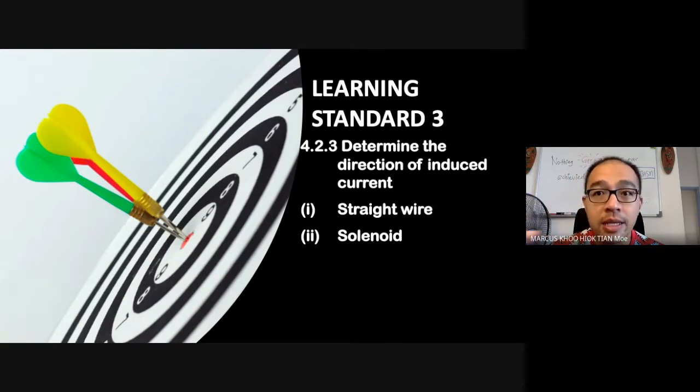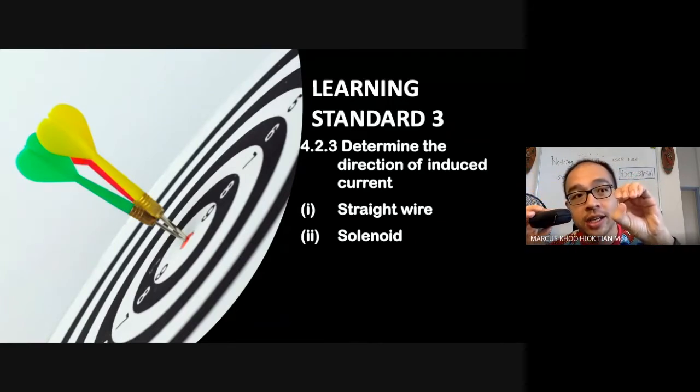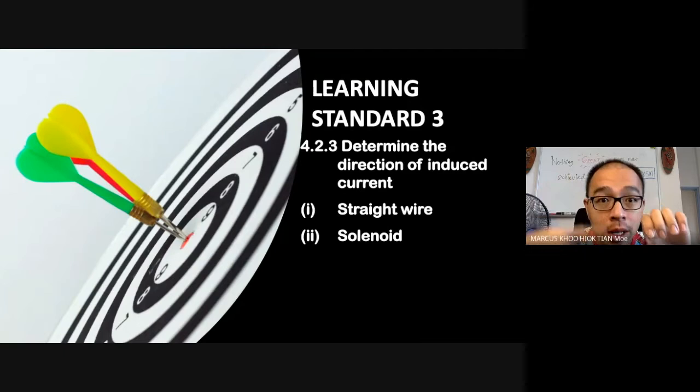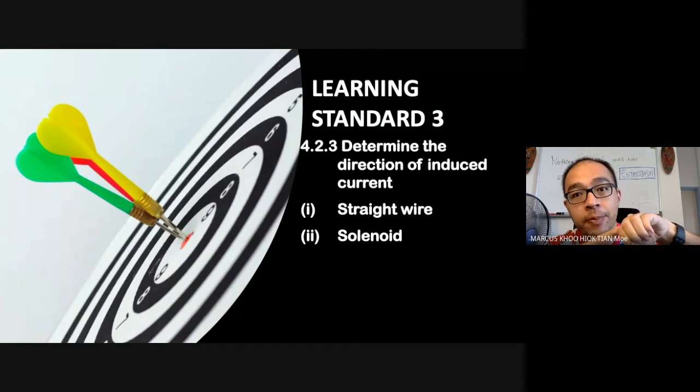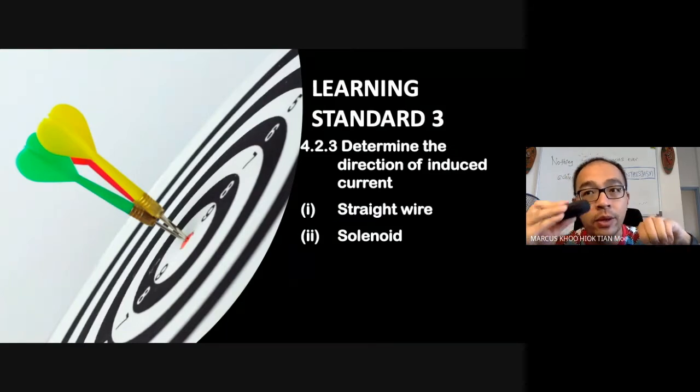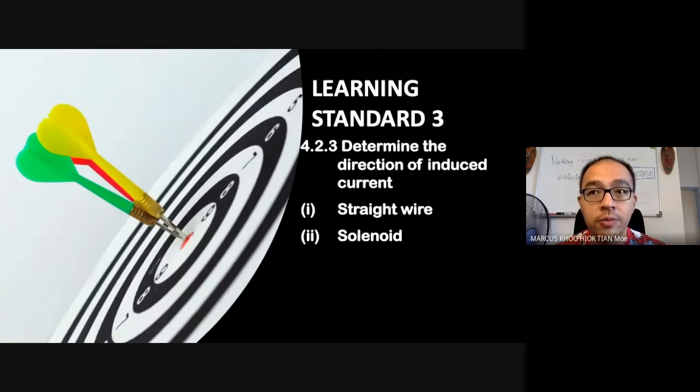The second way is by the relative motion between a bar magnet and a solenoid. A solenoid is a wire that has been coiled many times, so each loop here is a wire on its own. When the permanent magnet here is cut by all these wires in the solenoid, it's going to induce an EMF and then it's going to induce a current. So that's the main thing I hope you learned from yesterday's video: how an induced current is produced.